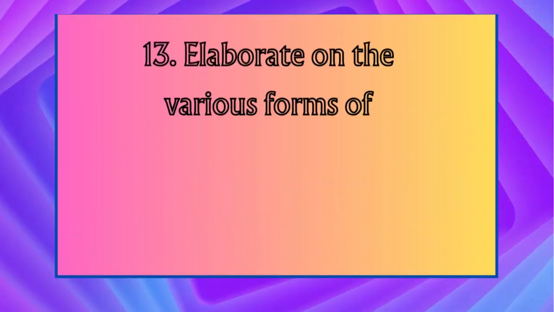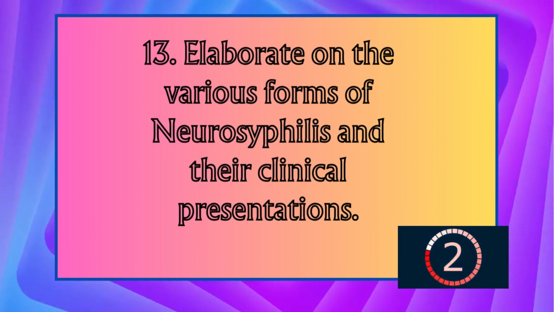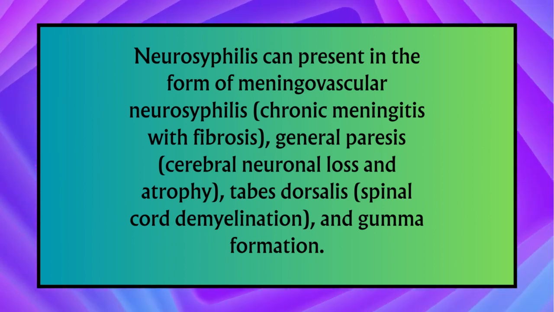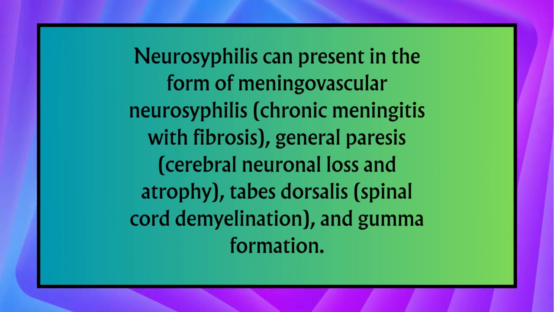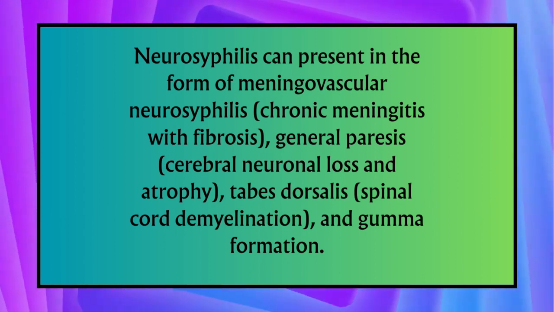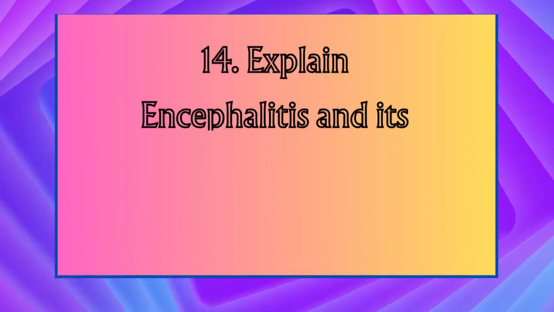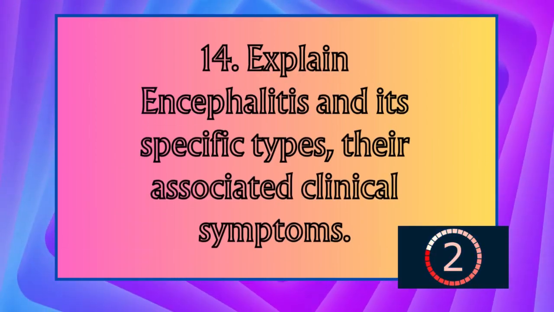13. Elaborate on the various forms of neurosyphilis and their clinical presentations. Neurosyphilis can present in the form of meningovascular neurosyphilis, chronic meningitis with fibrosis, general paresis, cerebral neuronal loss and atrophy, tabes dorsalis, spinal cord demyelination, and gumma formation. 14. Explain encephalitis and its specific types, their associated clinical symptoms.